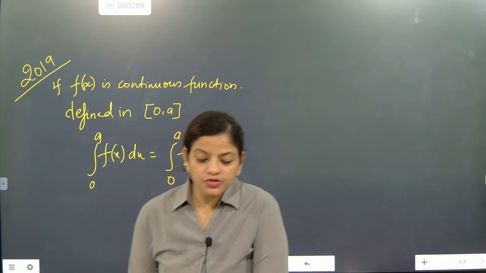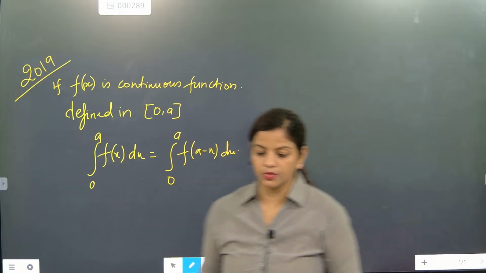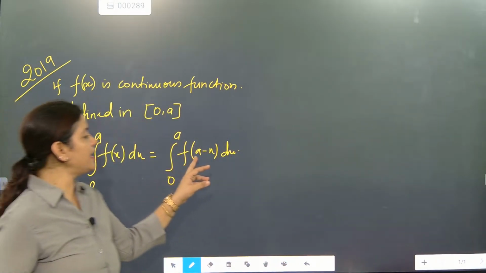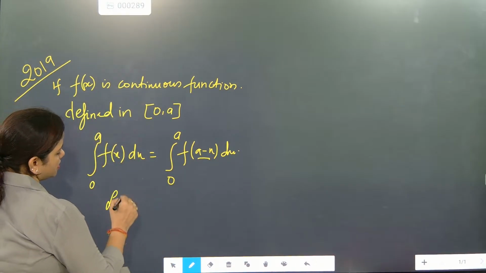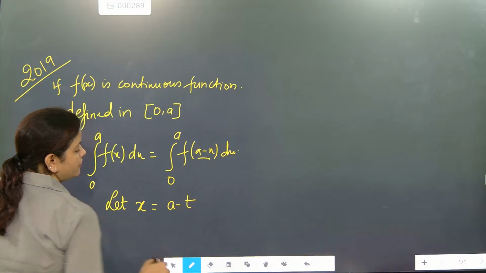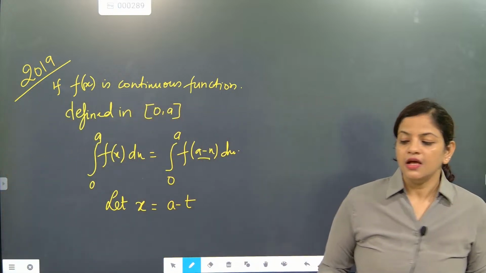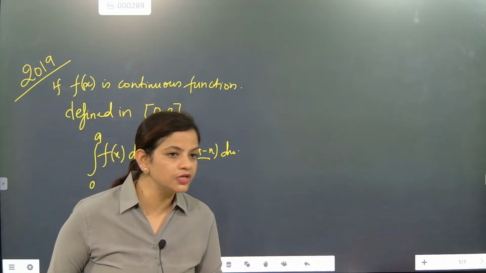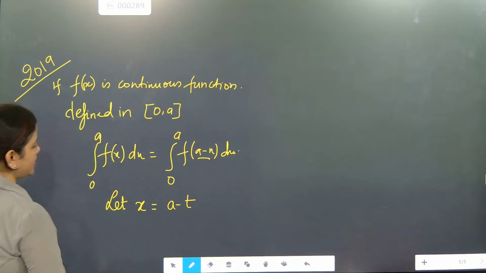Okay, beta. So now look here. When you will be solving this question, exactly what are you going to do? Beta, you assume x is equal to a minus t, because here we have a minus x. So we will say, let x is equal to a minus t. We will assume this on our own because we have no other way out. Done. So let x is equal to a minus t taken.